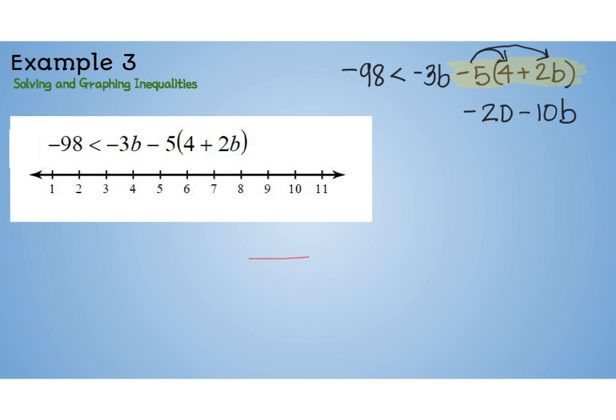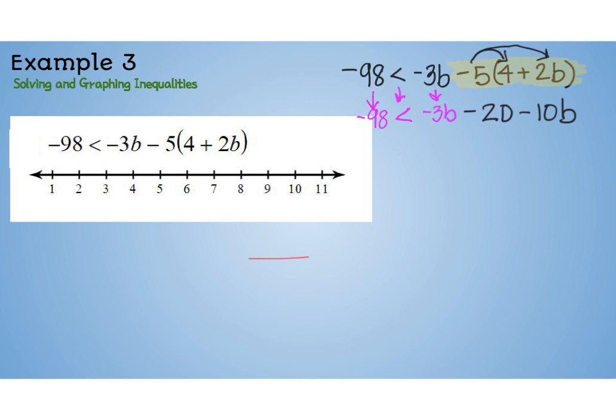Yay! So now I'm going to bring down the rest of the inequality that I haven't worked with. So this negative 3b is going to come down. I'm going to bring down this. Oh, sorry. I don't know what I was thinking. That is not. Why did I put that? I must really want that to be equal to. There we go. I'm going to bring down that negative 98.